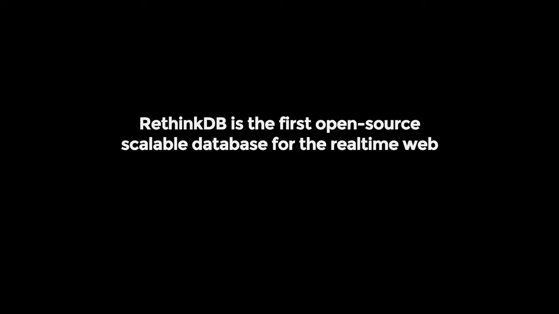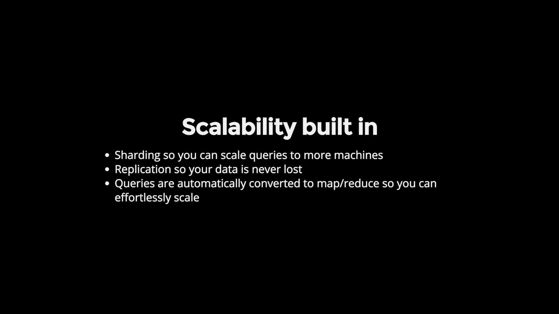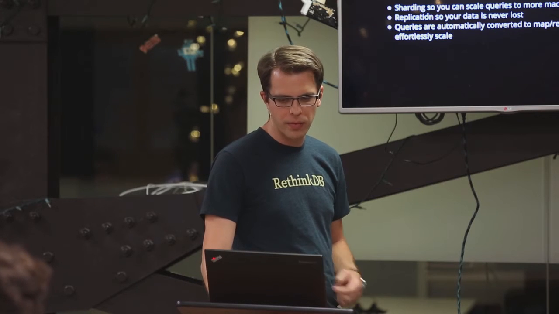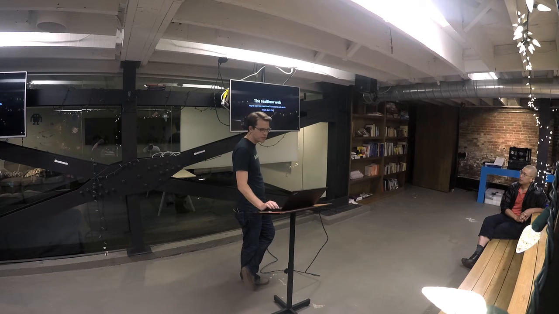So, this is the usual blurb. It's the open source scalable database for the real-time web. Mike went over some of these things. One very important thing: we are AGPL version 3, so it's going to be sticking around. We have scalability built in, so our queries automatically convert to MapReduce. You don't have to change how you write your application when you add more servers and scale up, which is a really important feature. And we have sharding and replication as well, so those are the standard scalability features.